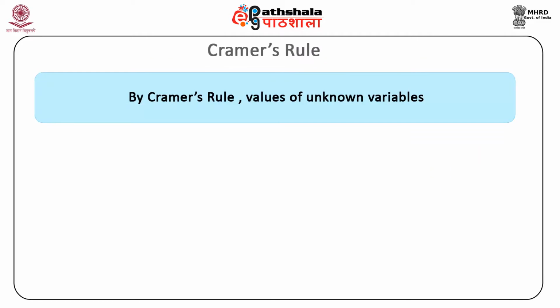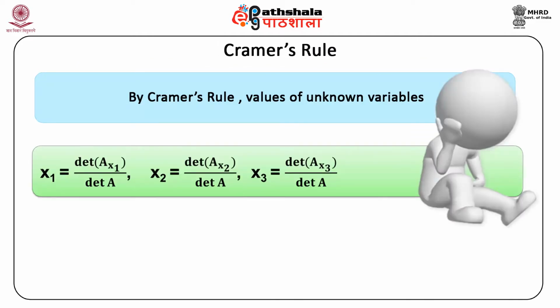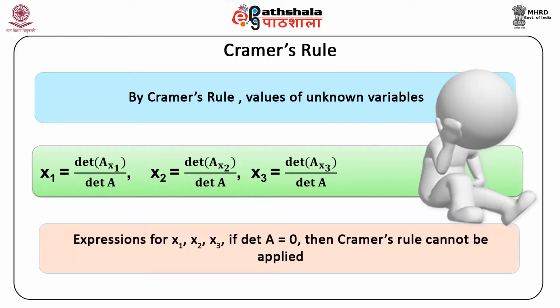By Cramer's rule, the values of the unknown variables are given by x1 = determinant AX1 divided by determinant A, x2 = determinant AX2 divided by determinant A, x3 = determinant AX3 divided by determinant A. As can be seen from the expressions for x1, x2, x3, if determinant A is equal to 0, then Cramer's rule cannot be applied.